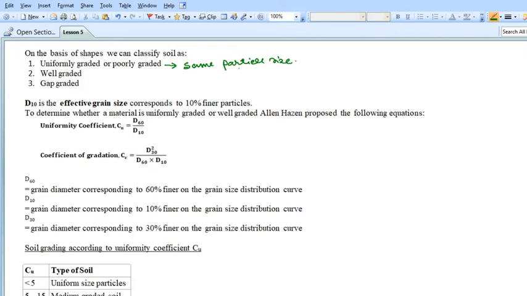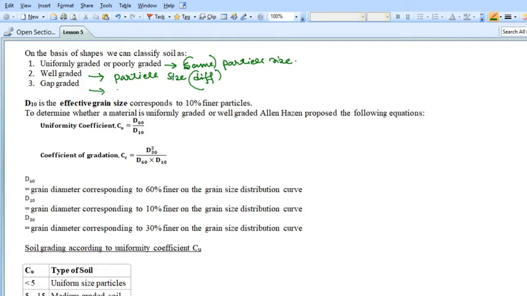Okay, it is also termed as poorly graded. In uniformly graded particles, remember the voids will be greater because there will be no finer fractions to take up or fill in the places of the coarser portions. In well graded, it will have different particle sizes. Here it will be the same particle size.